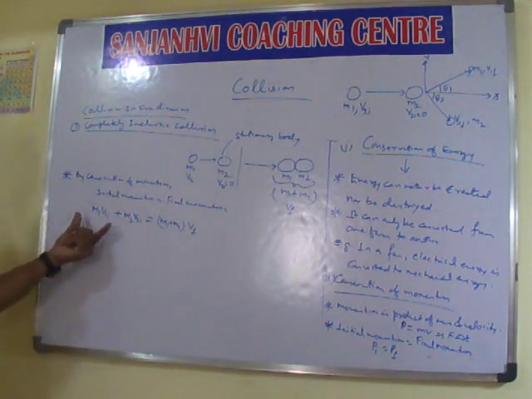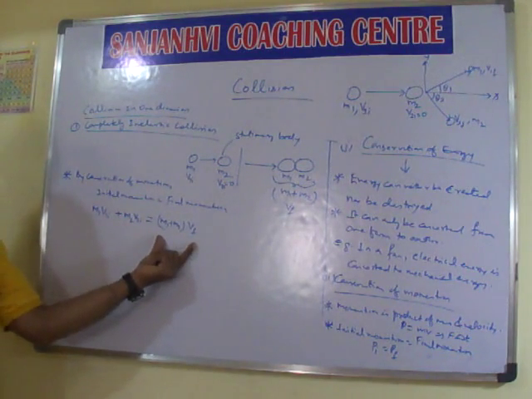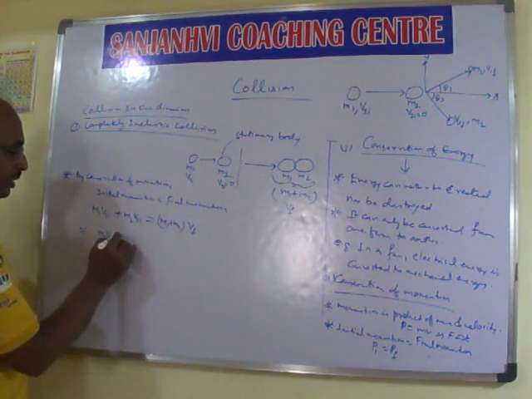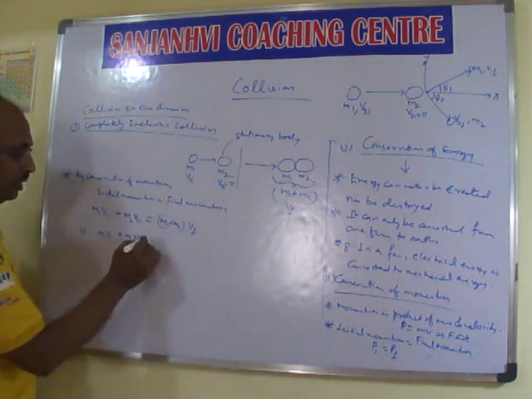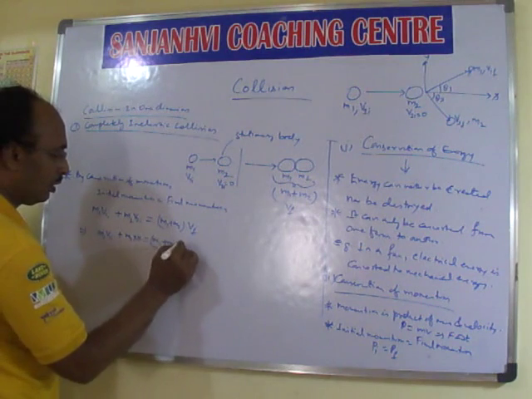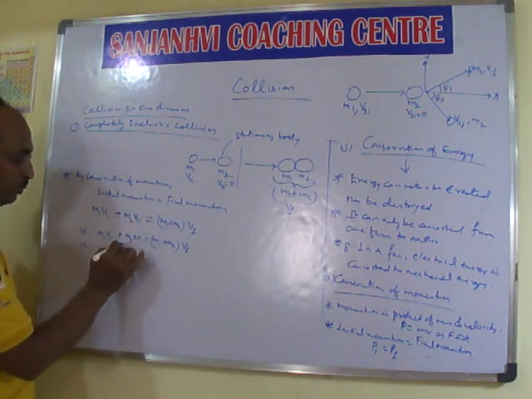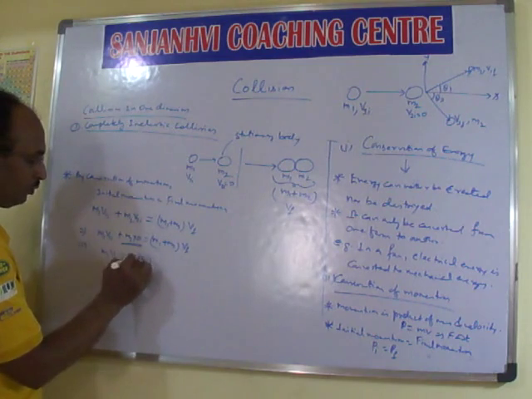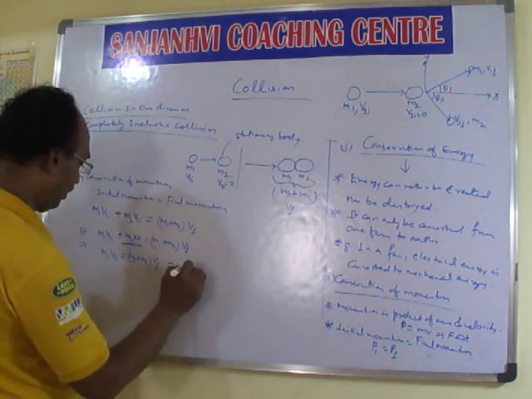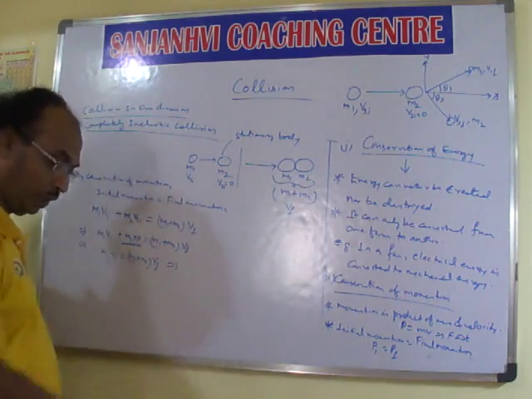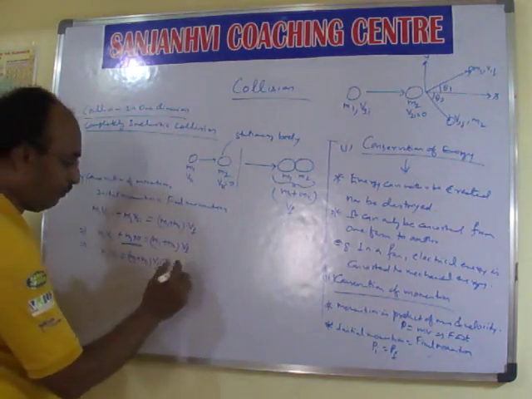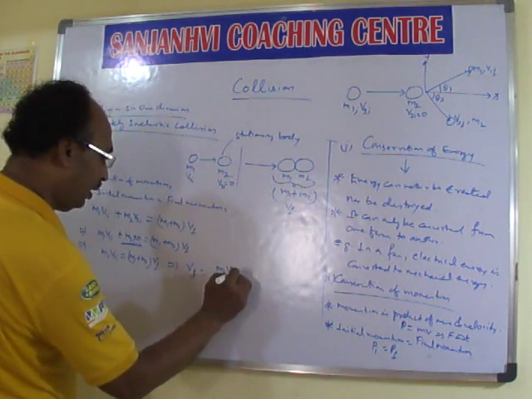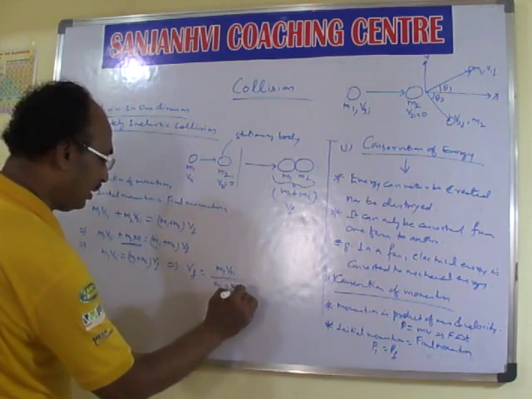So from the law of conservation of momentum, initial momentum is equal to final momentum. From here we got M1 V1I plus M2 into 0 is equal to M1 plus M2 times Vf. This part has become 0, so M1 V1I is equal to M1 plus M2 times Vf. Further, we can find out the final velocity, so Vf will be M1 V1I divided by M1 plus M2.